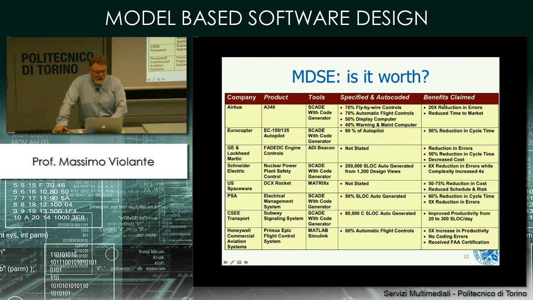And which are the advantages that have been observed by adopting this? Well, if we think about Airbus, we have 20 times reduction in errors. So 20 times less errors. This is a huge amount of time. Reduction of time to market. Eurocopter, 50% reduction in cycle time. So the time it takes to design a new software release is divided by half. About PSA, 60% reduction in cycle time, 5 times less errors.